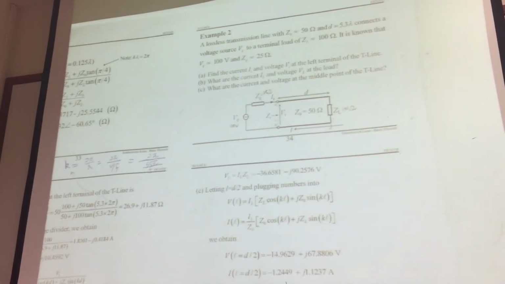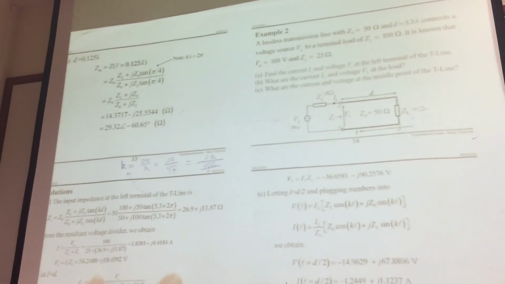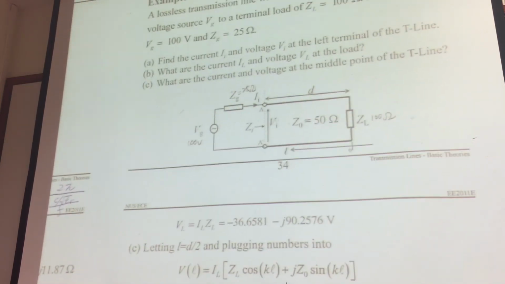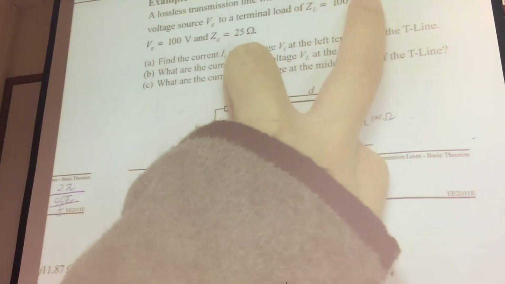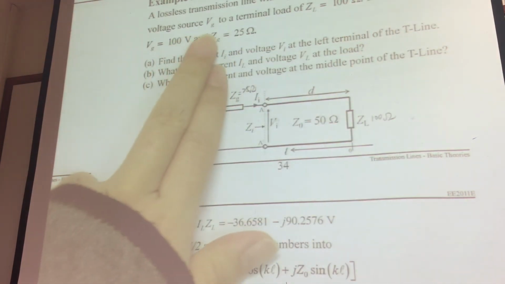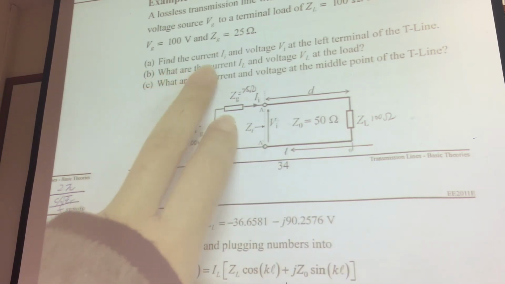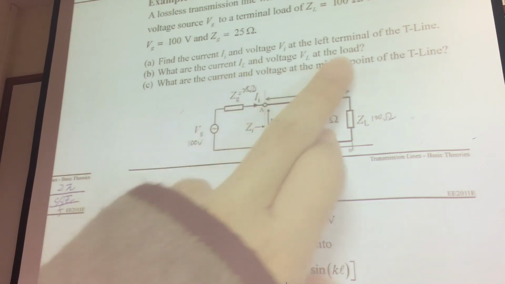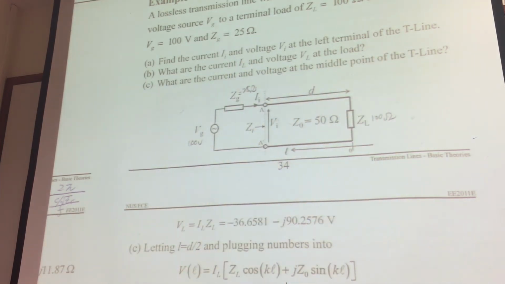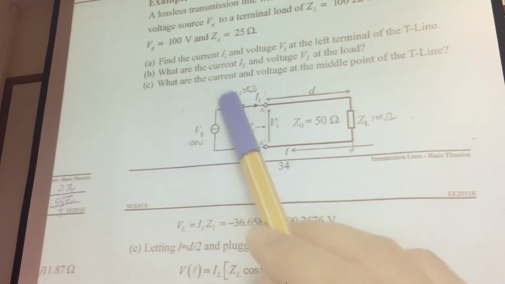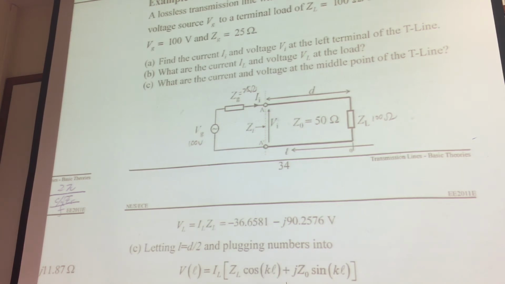So the second question is: a lossless transmission line with characteristic impedance of 50 ohm and d equal to 5.3 lambda connects a VG to a terminal load of ZL. VG and ZG are known. Find the current I and voltage at the left terminal of the transmission line. So right now you don't have just one simple port. At this point you have VG and ZG. So when you calculate the voltage, you need to use the voltage division.